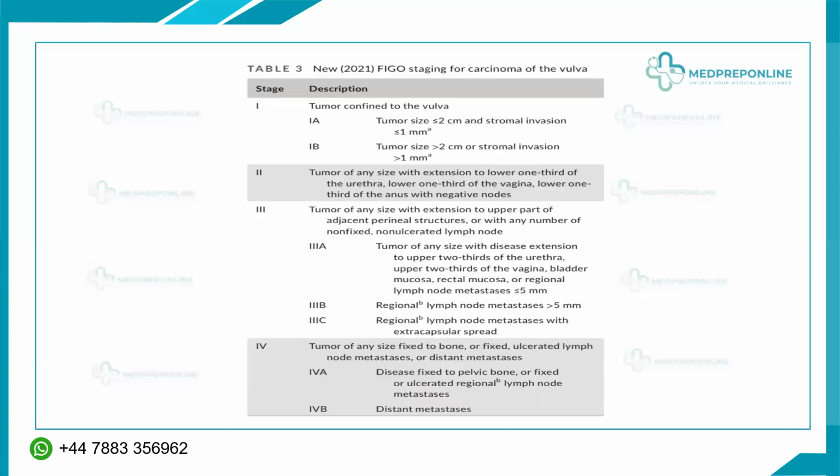Here, the lymph nodes are involved, but the metastasis is only up to a size of less than or equal to 5 millimeter. In 3B, the lymph node size is more than 5 millimeter. And in 3C, the lymph nodes are involved beyond the capsule, so there is lymph node metastasis with extracapsular spread. In 4, you have distant metastasis. 4A can involve any of the pelvic bones, or a fixed lymph node. When you have a fixed or ulcerated lymph node, please classify it as 4A. And 4B involves distant metastasis.